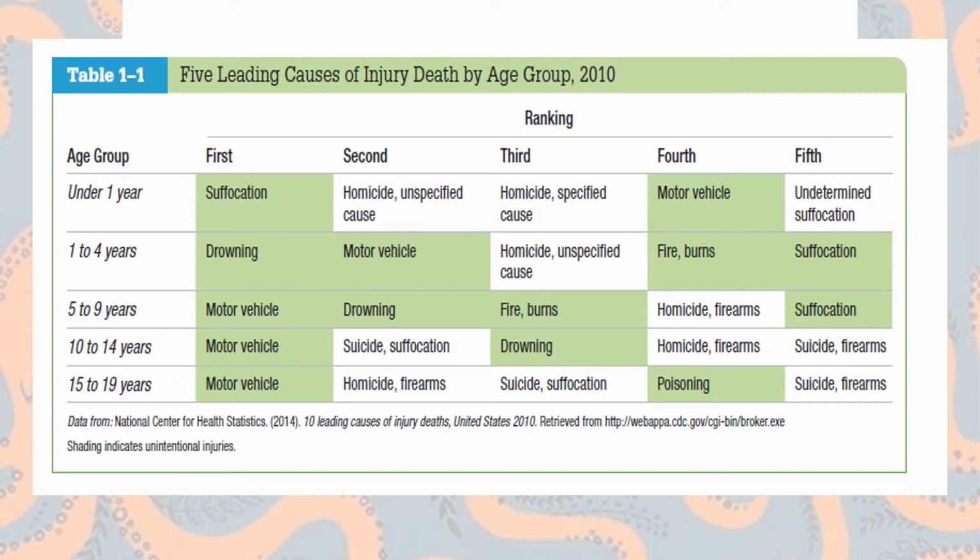The homicide, here specified or unspecified cause. And then 4th here we have motor vehicle accidents. So 4th leading cause of death among kids under 1. Now you go to the age 1 to 4, drowning is number 1. So you see how this can affect the teaching you're going to be giving these different age groups.